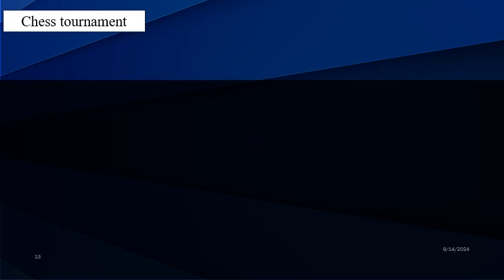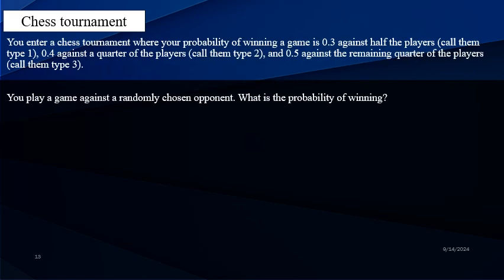The chess tournament problem. It is also a very interesting problem. You enter a chess tournament where your probability of winning a game is 0.3 against half of the players. That means against 50% of players, your probability of winning is 0.3. Then you have probability of winning 0.4 against a quarter of the players. What does it mean? 50% regarding 0.3, a quarter, 25%, regarding 0.4.